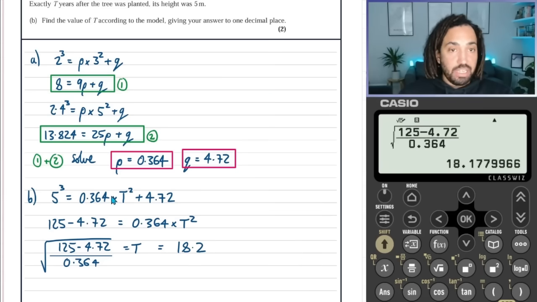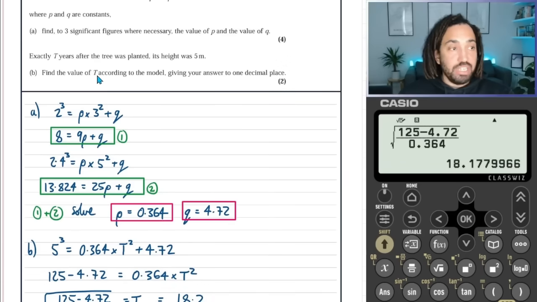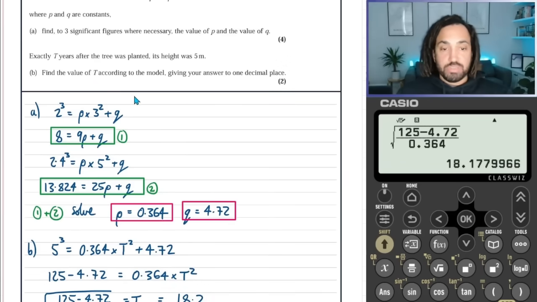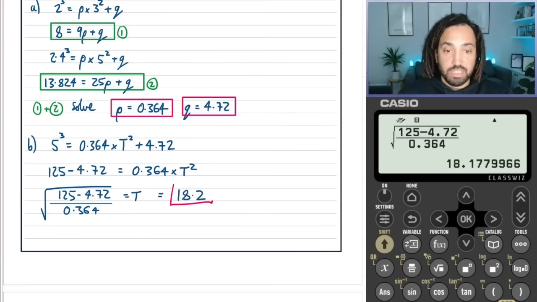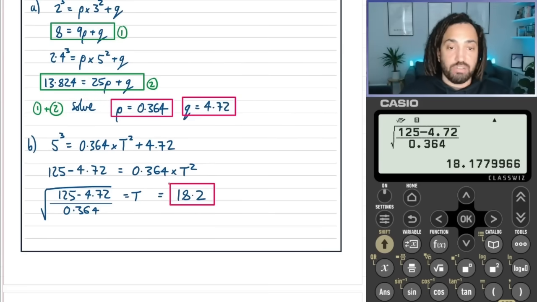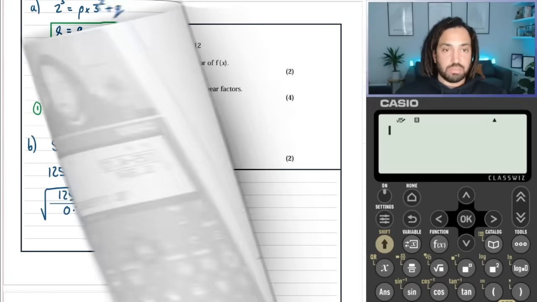It does say here, find the value of t. So it's not actually asking for the time, so we don't need to give units. We just need to find the value of t, which is exactly what we've done. So that will be our final answer to 1 decimal place.